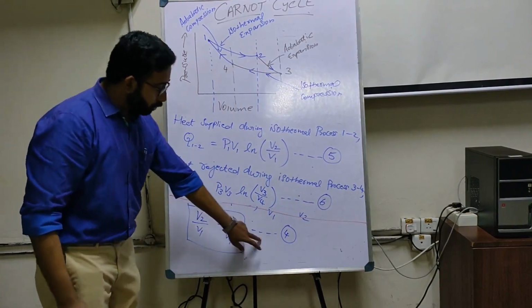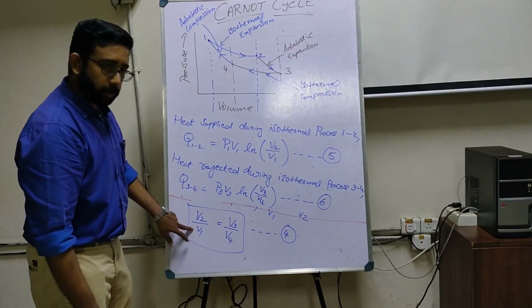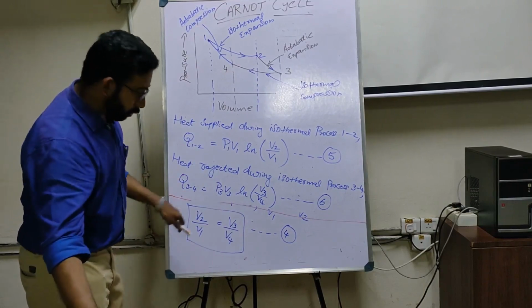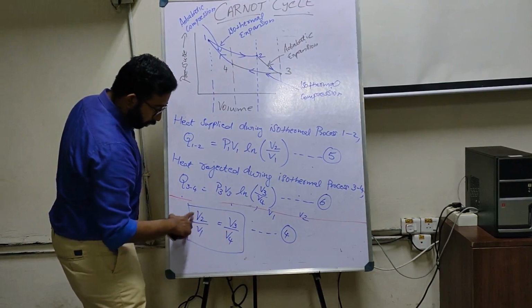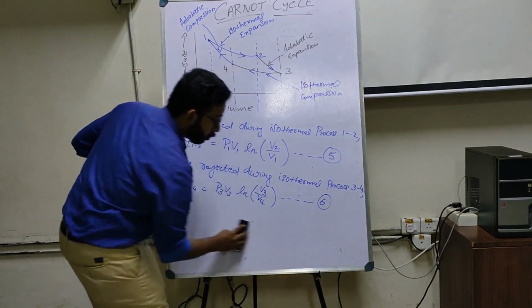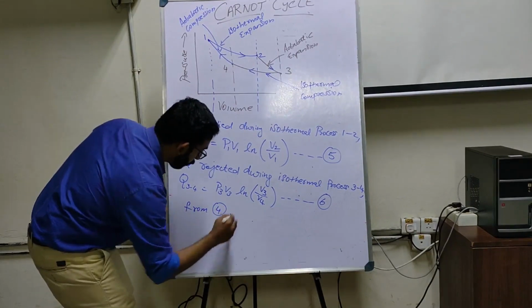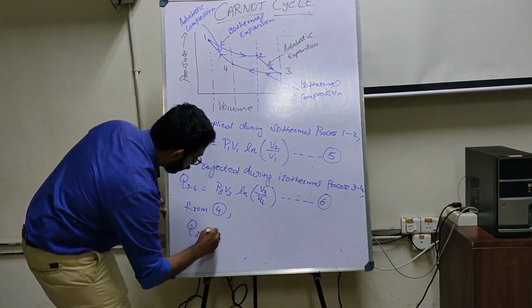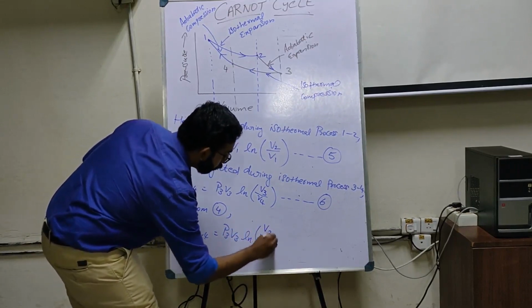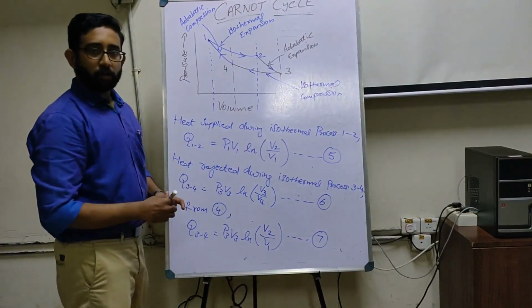Now comes the importance of equation 4. From equation 4, V3 by V4 is same as V2 by V1. So I can replace this term by V2 by V1. Okay, so now I am erasing this. Here V3 by V4 can be replaced by V2 by V1. So from equation 4, Q 3 to 4 is equal to V3 log V2 by V1, and writing as equation 7. Okay, now we have all the equations.